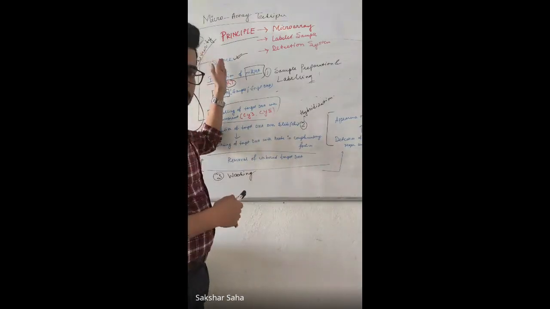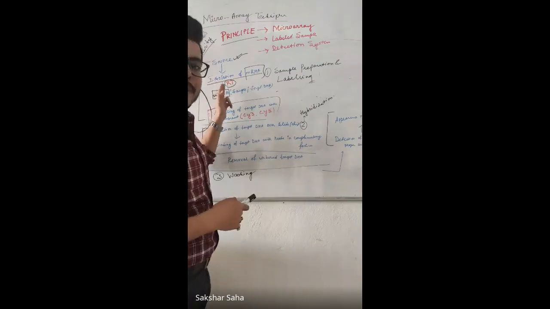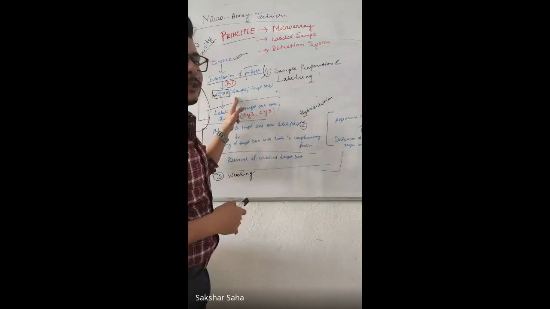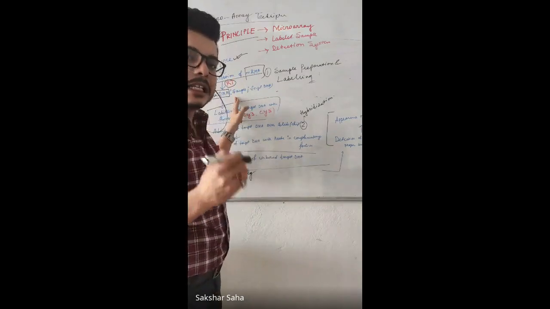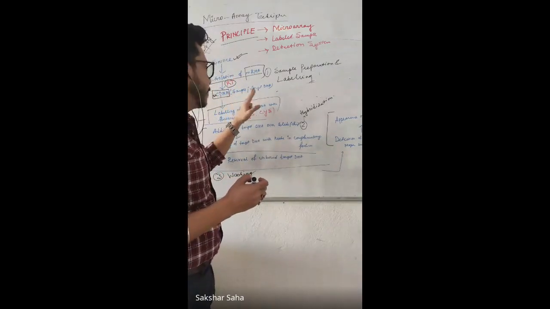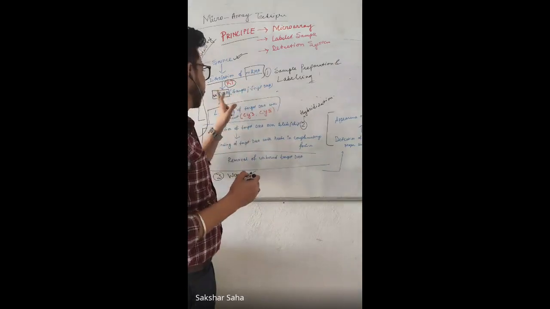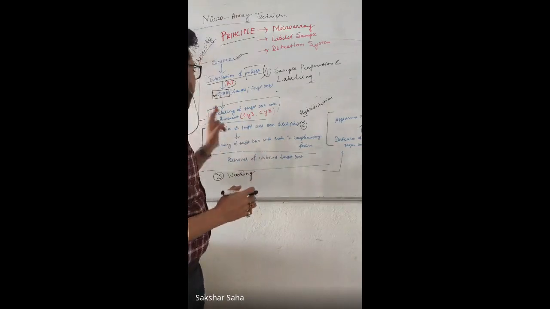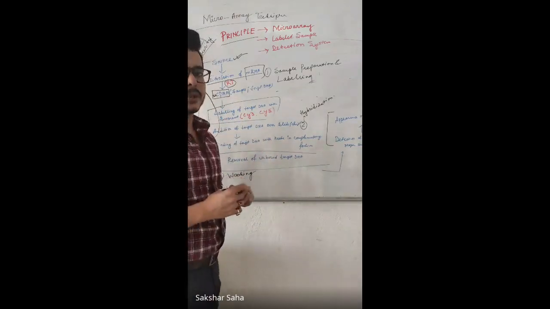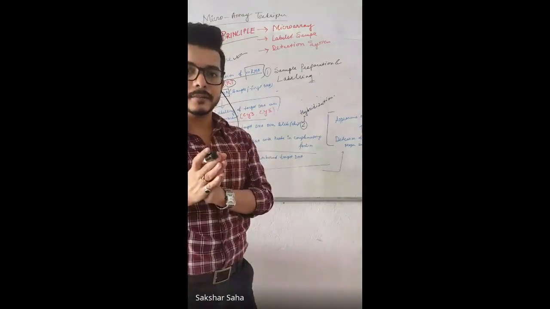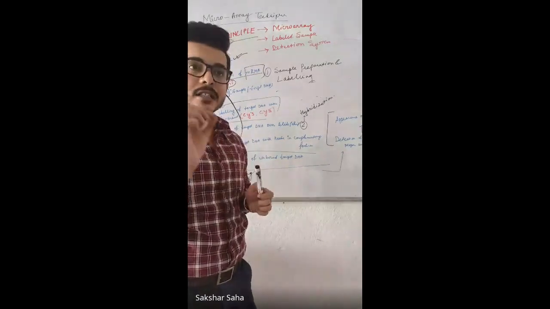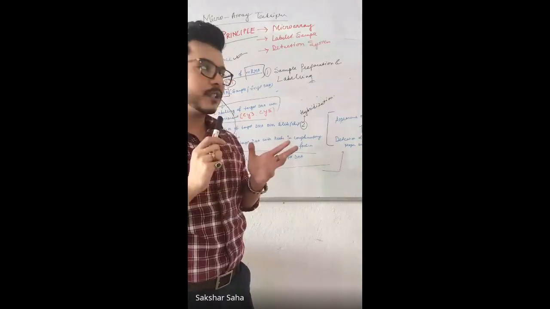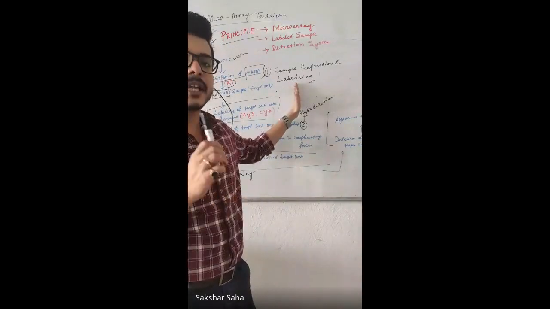So the first step is the source. The second is isolation of mRNA. We are isolating the mRNA. That mRNA is being converted to single-stranded complementary DNA, cDNA, and then it is being labeled with a particular labeling dye. Okay, why are we labeling? So that we can identify our DNA. This is the main reason. The first step is done, that is sample preparation and labeling.